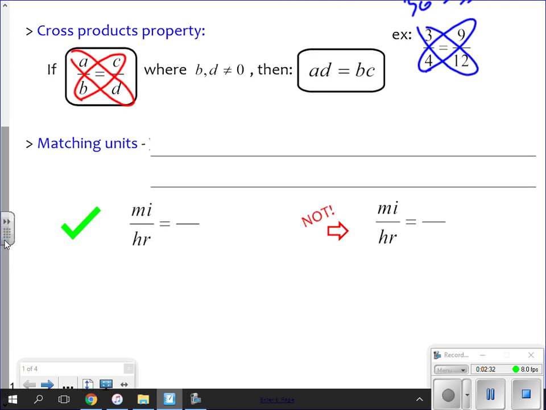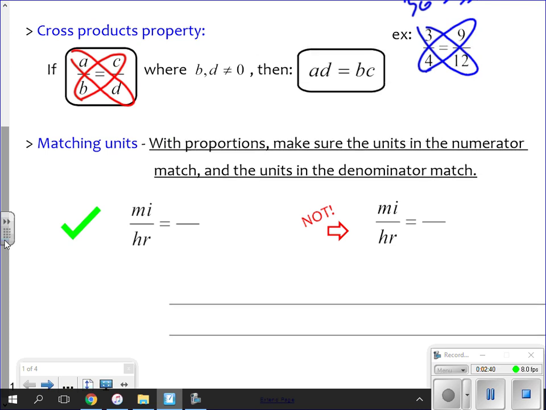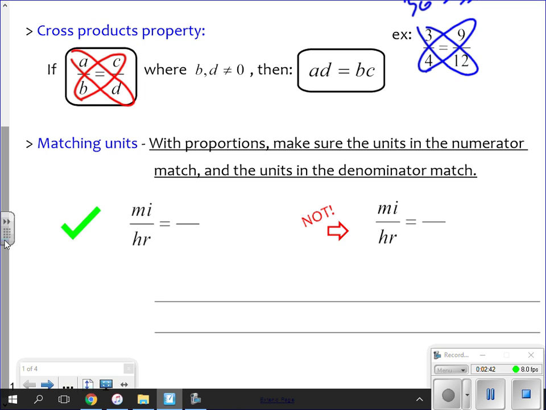Okay, matching units. When we get to solving the word problems, matching units is important. With proportions, make sure that the units in the numerator match and the units in the denominators match. You're going to set up a proportion, and you want to make sure that the units in each fraction match up. So if I have miles over hours, my other ratio in the proportion also has to be miles over hours. That's what it means about having those match up.